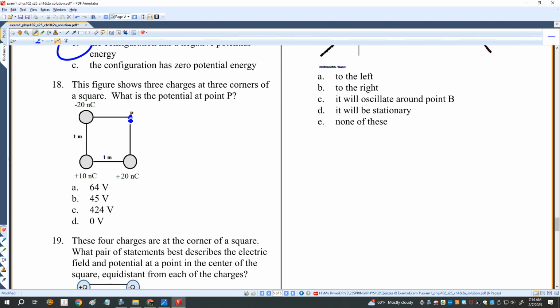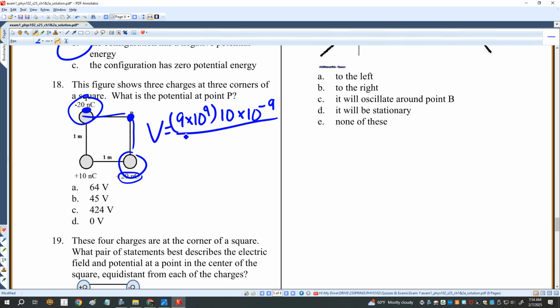What's the potential at point P here? Well, it's just V is KQ over R, but I can recognize that these two charges, which are equidistant 1 meter, will cancel out, that the potential of this one would be negative and equal to the potential of this one would be positive. And so I really just have to do that 10 nanocoulomb charge. That's going to be 9 times 10 to the ninth Q, which is 10 times 10 to the minus 9, divided by R, which is this distance, which is the square root of 1 squared plus 1 squared, which is 1.4. Those cancel, so it's 90 divided by 1.4. That must be 64.